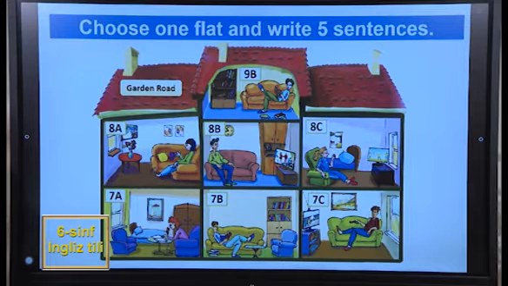I hope you read it. Let's choose one of the flats. I would like to choose flat 7A. Look at this room carefully and try to remember the items, the things in this room.